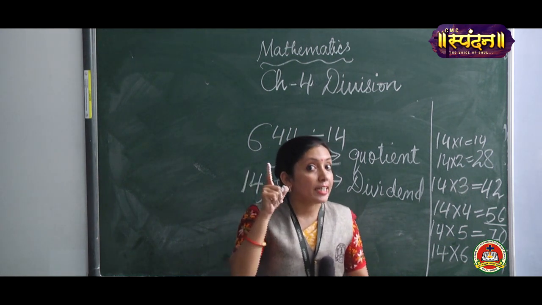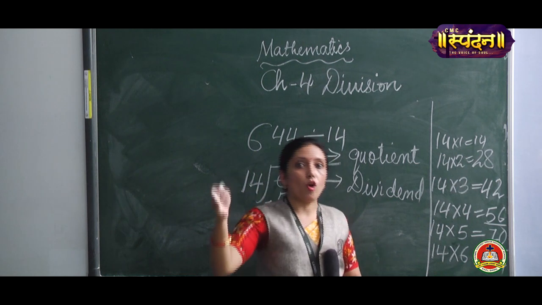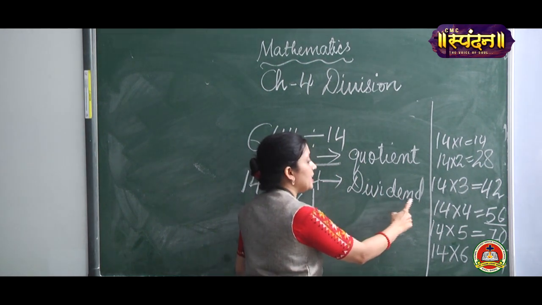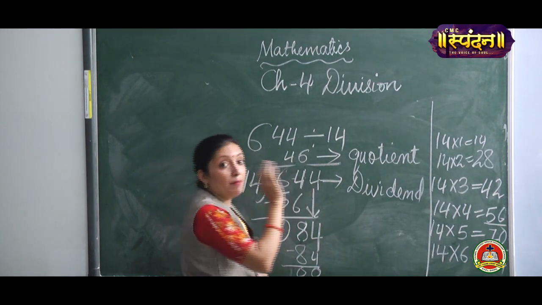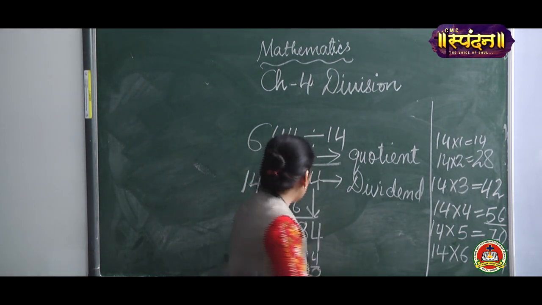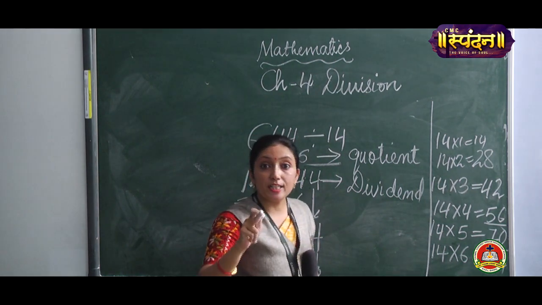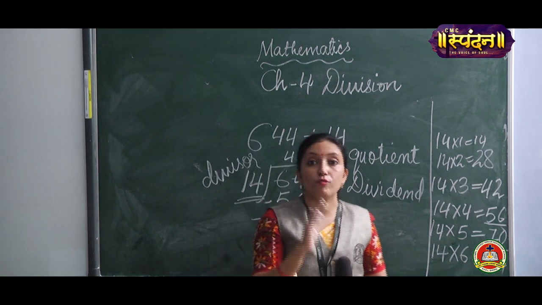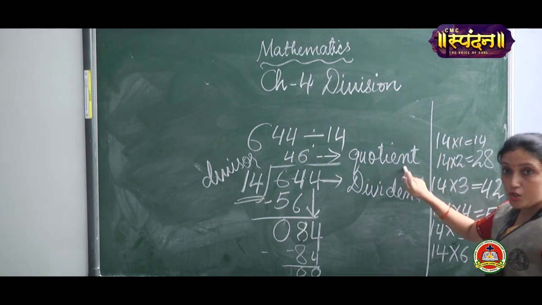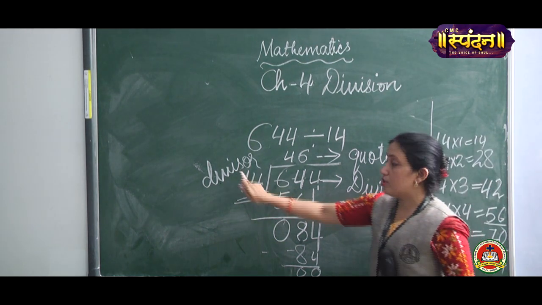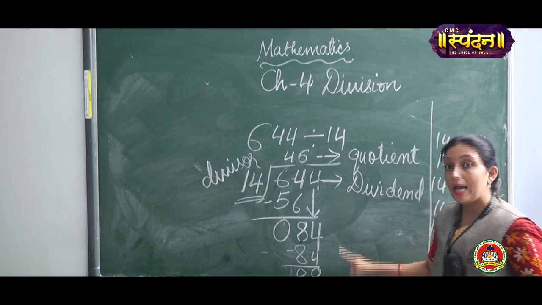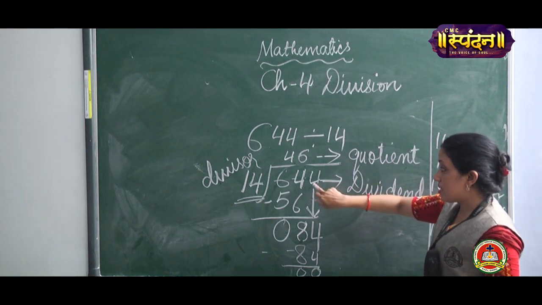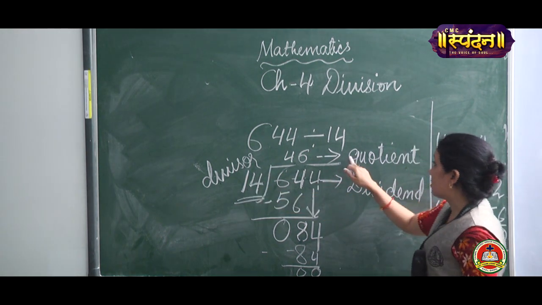D-I-V-I-D-E-N-D, not T. D. Please remember, most of the time they make this common mistake, children. It is not T, it is D. Dividend. So the number which I am dividing, and the number by which you are dividing, that is this number. What is this? This 14 is your divisor. This number is your divisor. From here also you can see this is your quotient, this is your dividend, this is your divisor. But here we are not having any remainder as we are left with 0. But please remember, this is dividend, this is divisor, and this is your quotient.